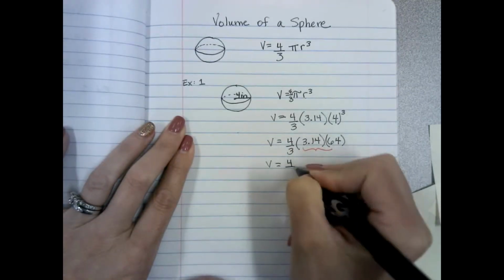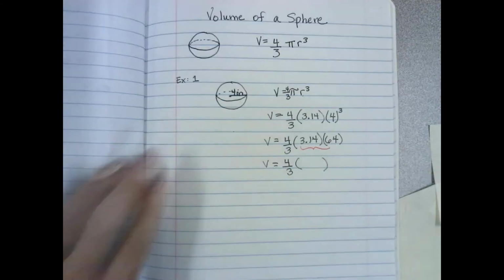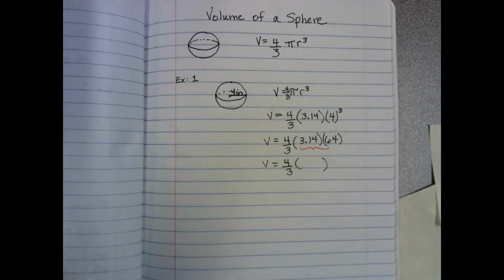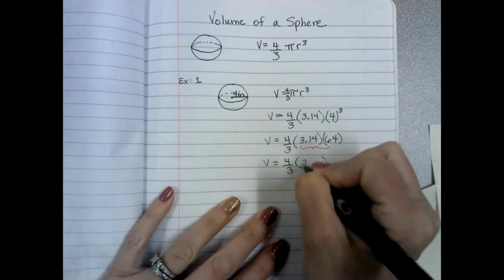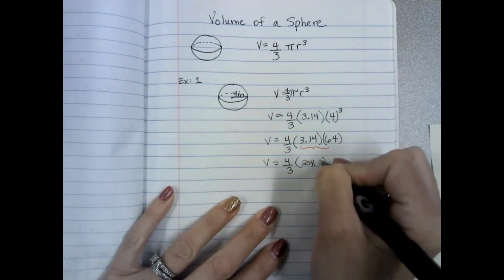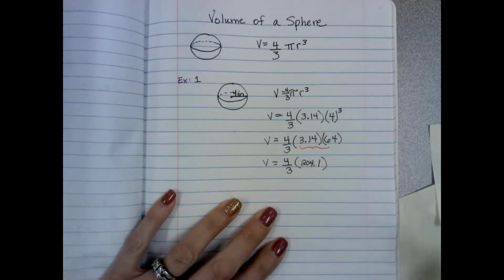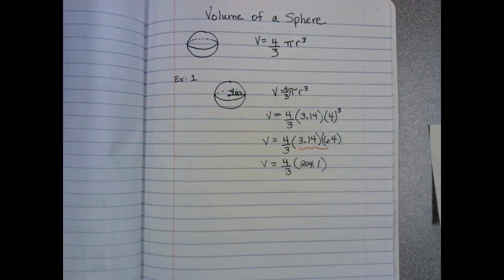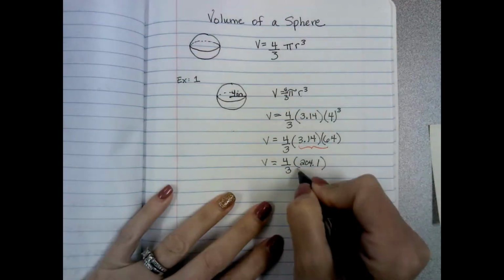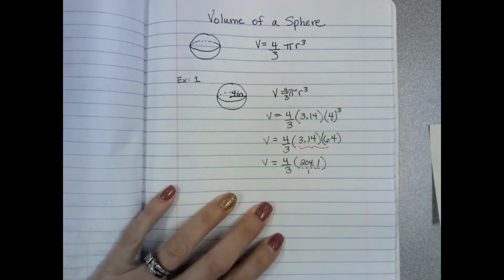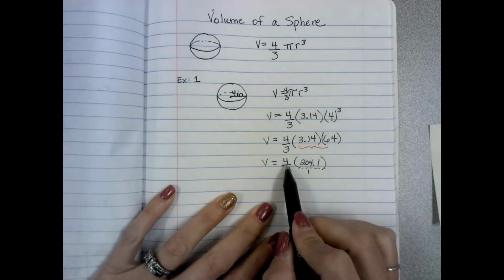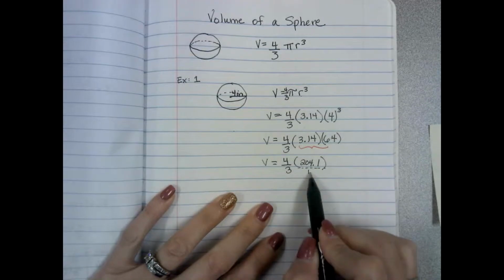Volume 4/3 times 3.14 times 64. And that's 204.1. Now I have 204.1 times 4/3. Now remember that this is a whole number, so it's like having a 1 underneath. We're going to multiply numerator times numerator, denominator times denominator.